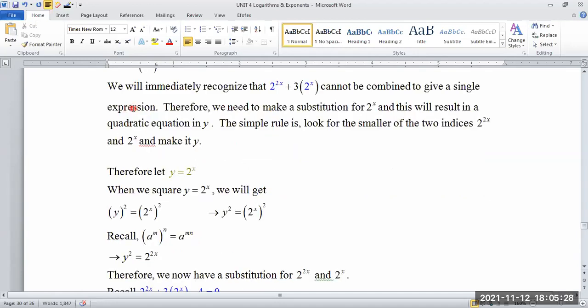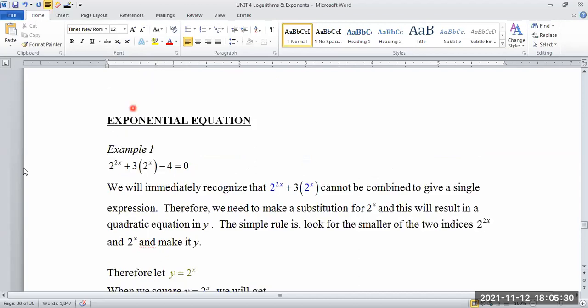Now, 2 times 0 is 0. And 2 raised to the 0 equals 1. Anything raised to the power of 0 equals 1. So when you substitute 0, 2 to the 0 moves to 1. And 1 times 3 is 3. And 3 plus 1 is 4. And 4 minus this 4 equals 0. You follow what I just did a while ago?